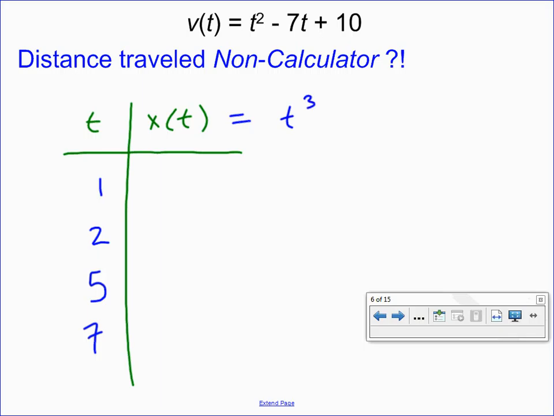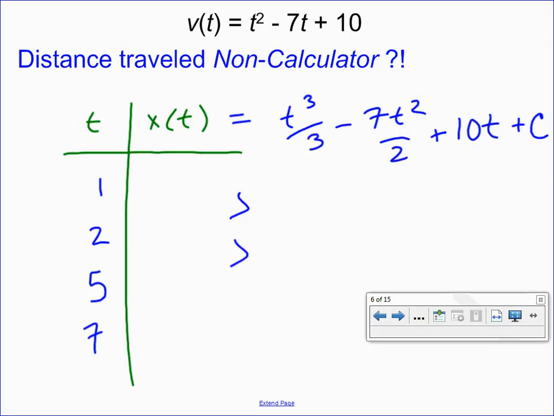So once again, t cubed over 3 minus 7t squared over 2 plus 10t plus c. Evaluate it at each of those, and then take the net change in position in each of these, such that these are all positive contributions. Add them together, and voila, we'll get our final answer for distance traveled in OE 15 too.